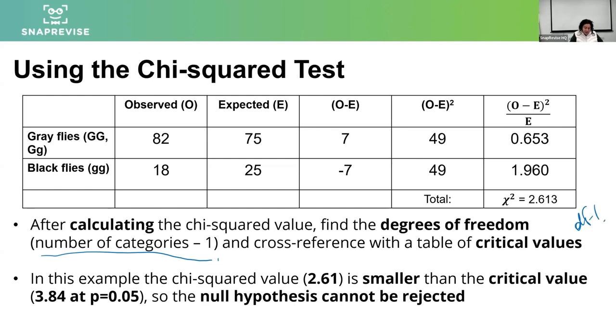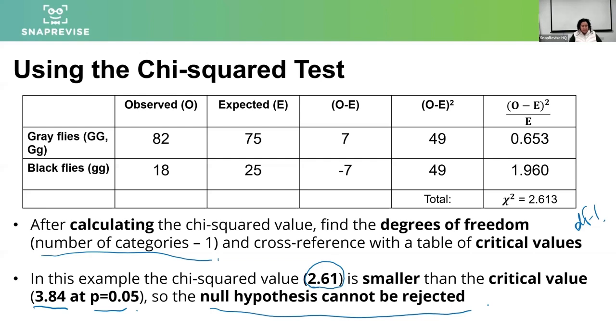If the chi-squared value that I calculated, the 2.61, is smaller than the critical value, which if I read my chi-squared table, is 3.84 at the 0.05 significance level, then the null hypothesis cannot be rejected because this is smaller than 3.84. Therefore, the difference observed is due to chance and not due to an underlying biological reason.